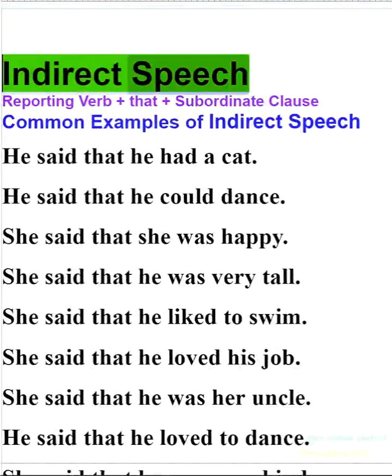Indirect speech. Reporting verb that's subordinate clause. Common examples of indirect speech.